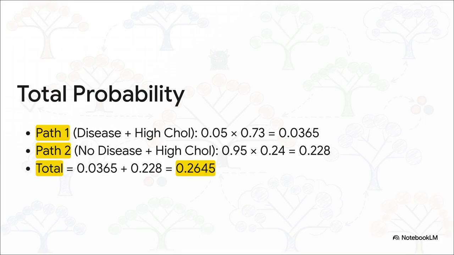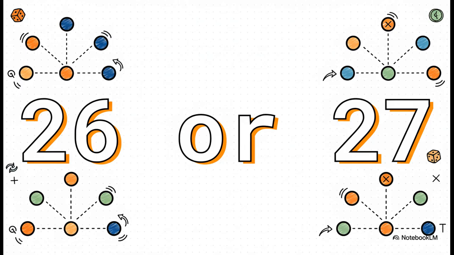Now, the problem gave us a little twist. It told us the chance of having low cholesterol for this group is 0.76. But that's easy. If the chance of low is 0.76, the chance of high must be 1 minus that, which is 0.24. So for this second path, we multiply 0.95, that's the no heart disease part, by 0.24. That gives us 0.228. Since a person can have high cholesterol via path 1 or path 2, we just add those 2 results together. So after adding those 2 paths, we get a total probability of 0.2645. That means any random person from this group has about a 26.5% chance of having high cholesterol.